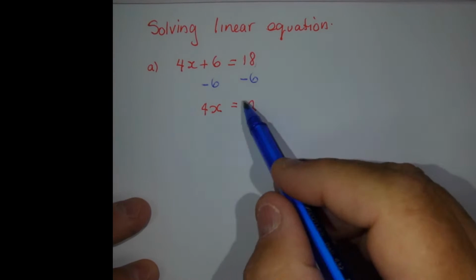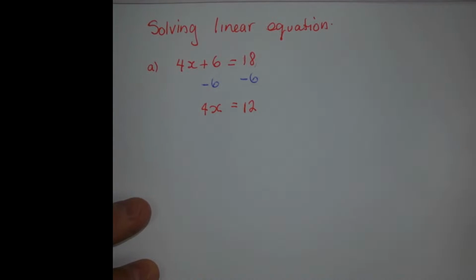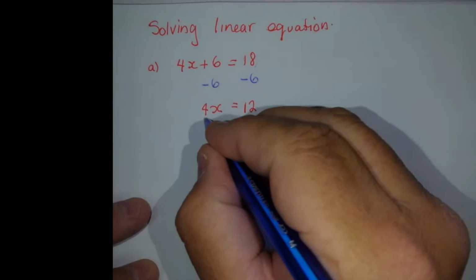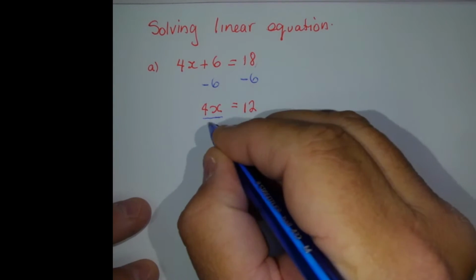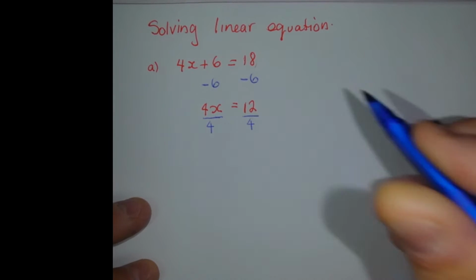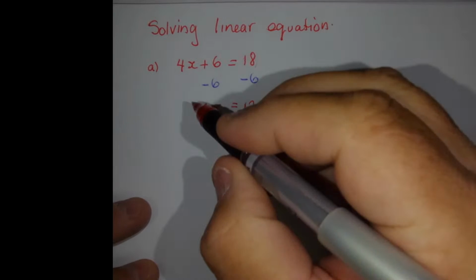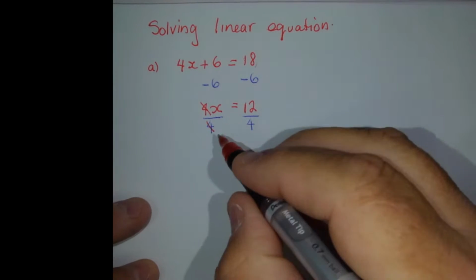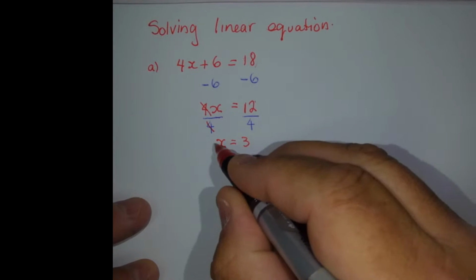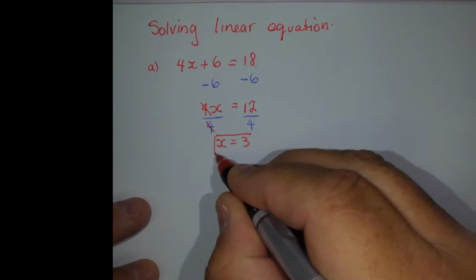You could actually by inspection say 4 times what number is 12? It's 3. Or you could simply say, because the coefficient of x is not 1, I'm going to divide by whichever that coefficient is. In this case it is 4, but I'm going to do the same on the other side of the equation. Remember that I need to keep that balance. So 4 divided by 4 is 1. That's going to give me x equals, and 12 divided by 4 is 3. So that is potentially the solution to my equation.